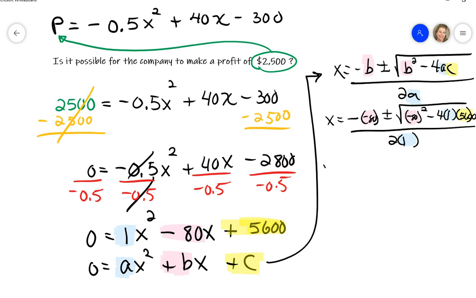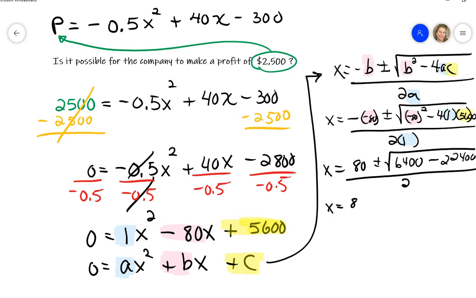and then c was a 5,600. Okay, so negative times negative is a positive 80, plus or minus the square root of negative 80 squared. Let's see, 8 times 8 is 64 with 2 zeros. That would be 6,400. Minus 4 times 1 times 5,600, and I can already see what's going to happen right here. That's going to be 22,400, all over 2 times 1 is 2.